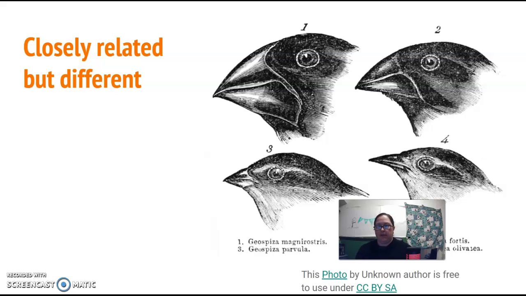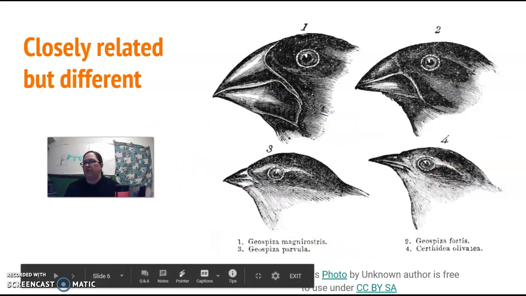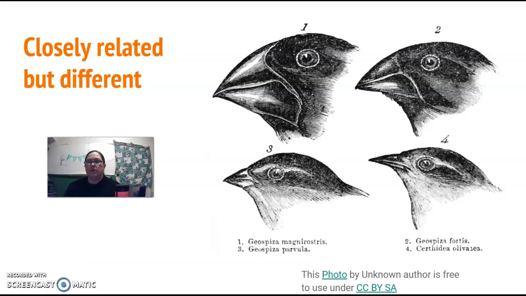Closely related but different. So here is an example. These are famous finches from the Galapagos. They originated from a common ancestor. When they became separated on different islands, different traits became more exaggerated, and the finches became different over time. So you can see there are differences in size, and most notably in the shape of their beaks. So these different shapes allow them to eat different types of fruit or seeds, whatever was most common on their various islands.